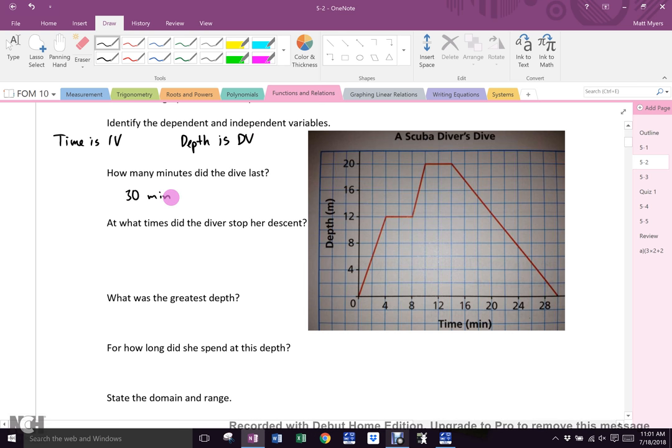How did you know that? Okay, but how did you know the dive stopped at 80 minutes or at 30 minutes? Because the red line stops there. Her depth is back to zero. She's back to her starting point. At what times did she stop her descent? How many times did she stop swimming downwards? Twice. At what times?